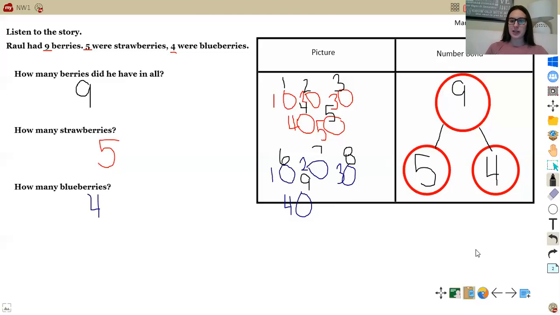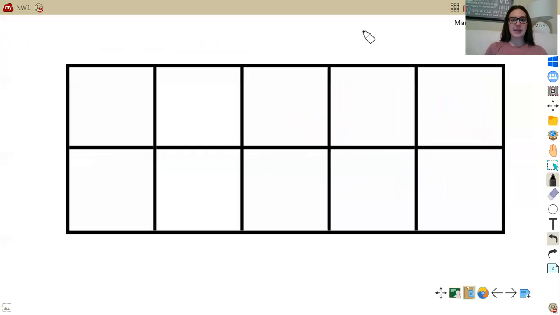Okay, so now I need to go ahead and move this back up, because we are now going to take this story and use a 10 frame to see another way that we can make 9. So here's my 10 frame. And remember my story, Raul had a total of 9 berries. So we need to fill in 9 of the squares. But first, he had 5 strawberries.